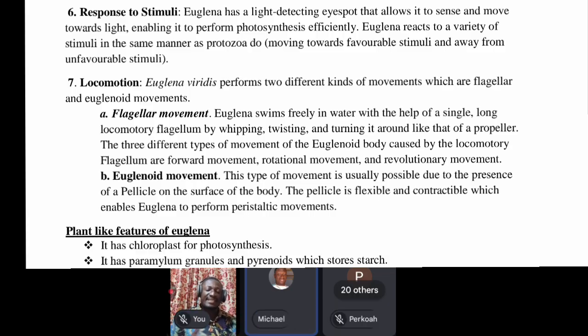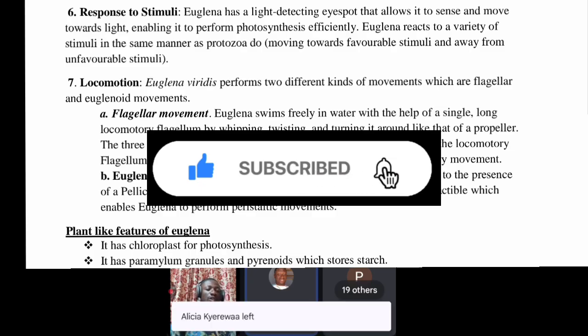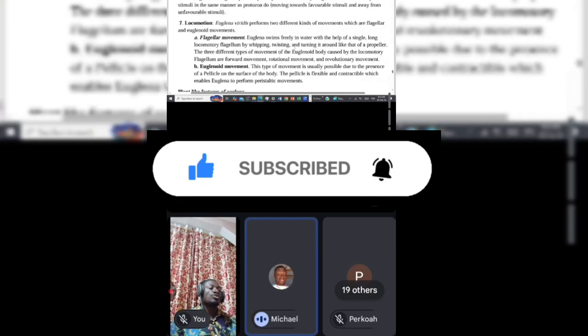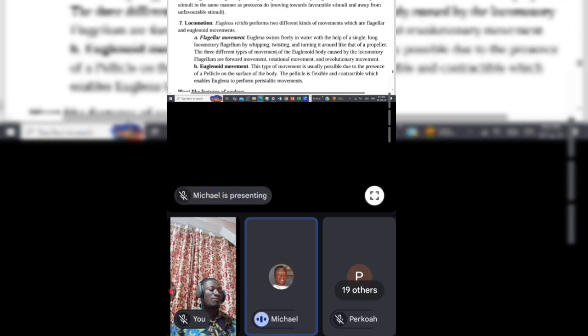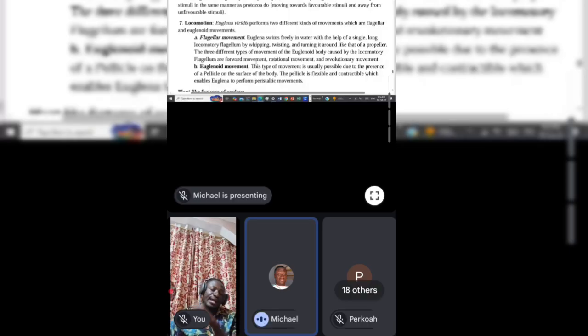It creates a current, and that current or pressure propels it forward in a zigzag manner. So Euglena swims swiftly in water with the help of a single long flagellum by shaping, twisting. So when they turn it around like that of a propeller, the three types of movement of the Euglena body caused by the locomotory flagellum are, one, forward movement. As it's moving forward, it also rotates on its own axis. That is a rotational body movement. So it turns, but as it's moving in a zigzag manner, it also tries to rotate.